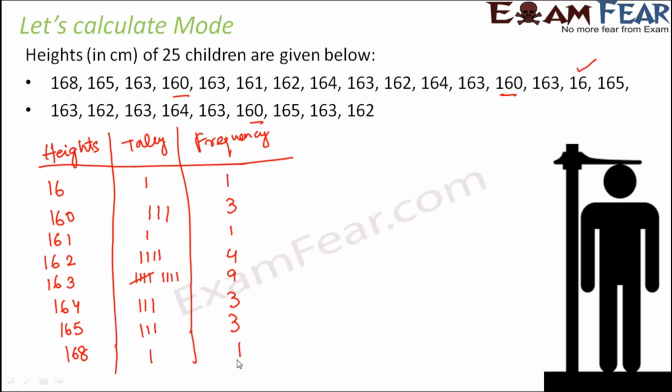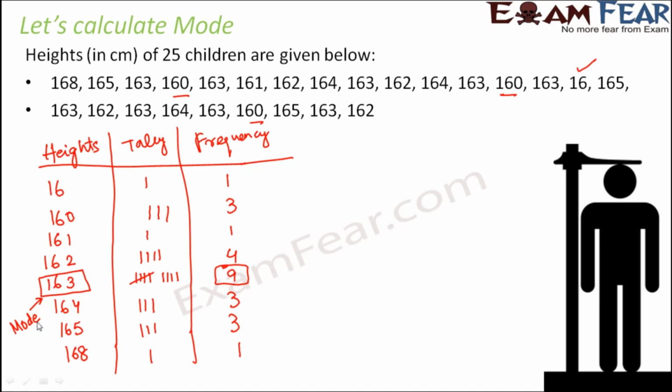Now we have to find out the mode. So mode will correspond to that data which has the maximum frequency. So which is our maximum frequency? Maximum frequency is 9. And what is the data corresponding to the maximum frequency? It is 163. So therefore here mode is 163.